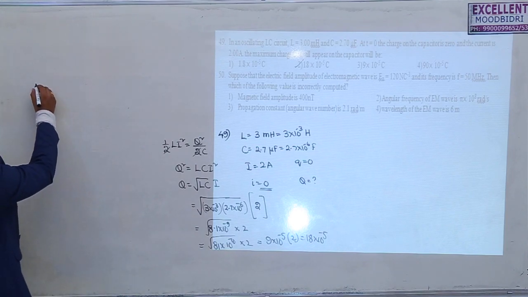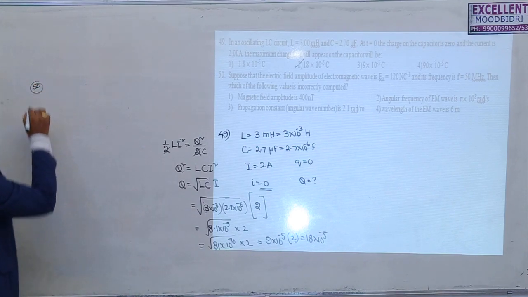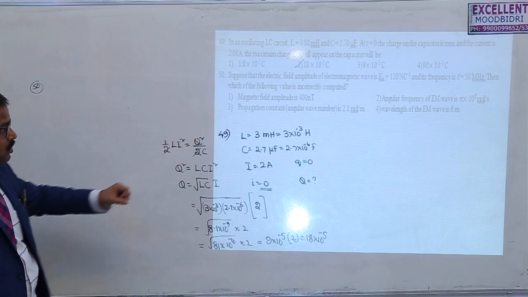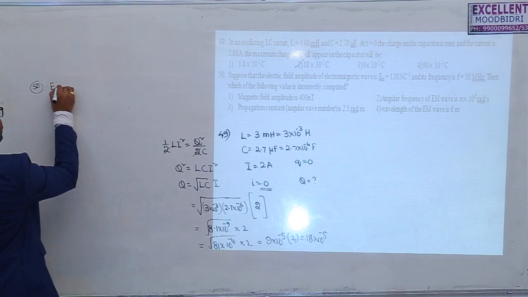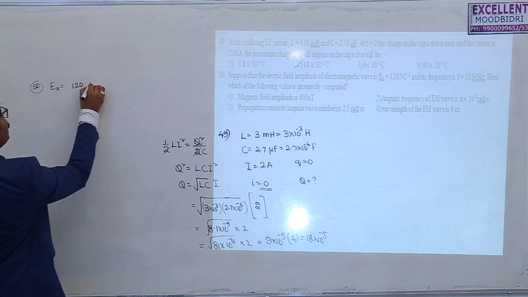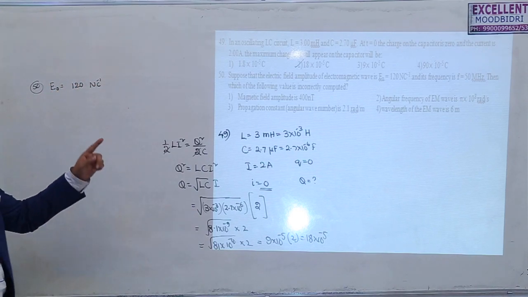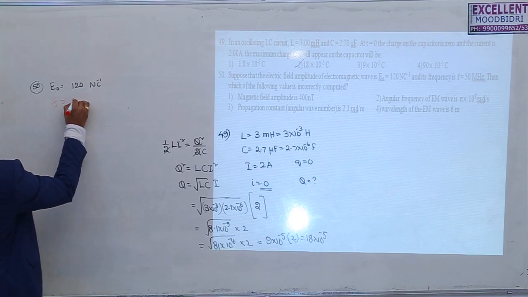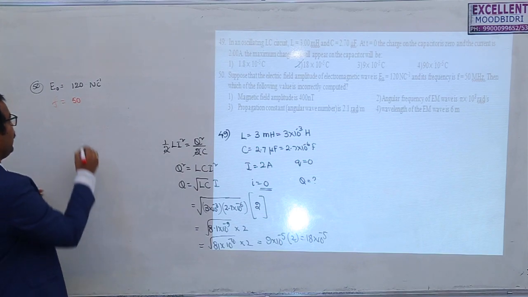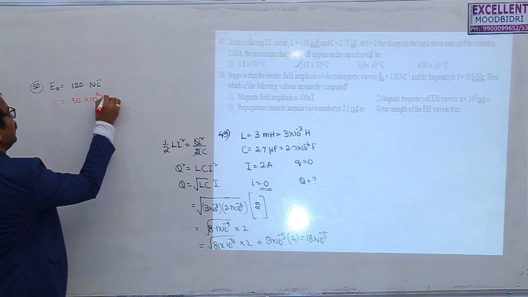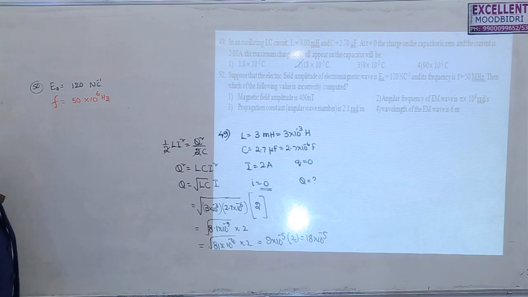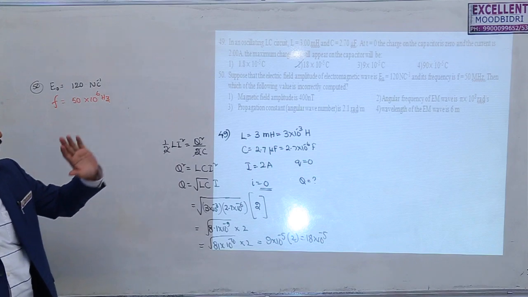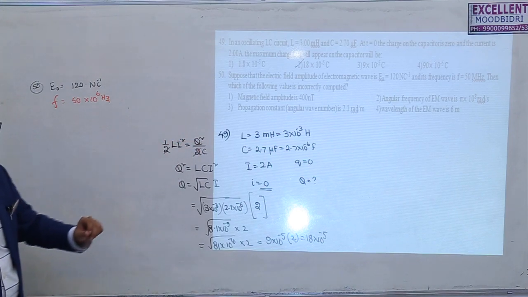Next one, the electromagnetic waves problem. Suppose the electric field amplitude of the wave E naught is given by 120 Newton per coulomb and the frequency is given by 50 megahertz, that is 50 into 10 power 6 hertz. This is the frequency of that electromagnetic radiation. Then which of the following values is incorrectly computed? So we need to check all the 4 here.